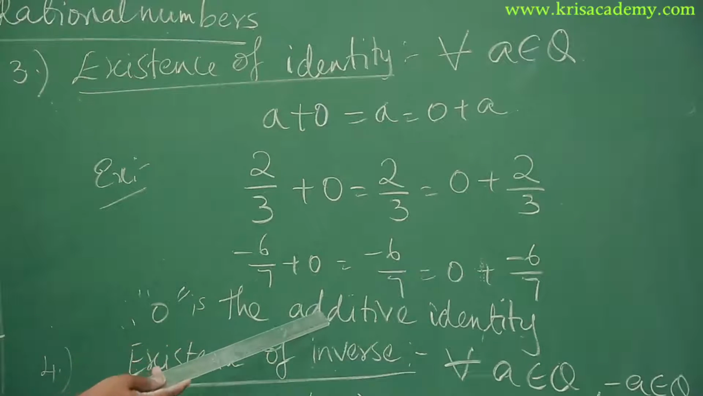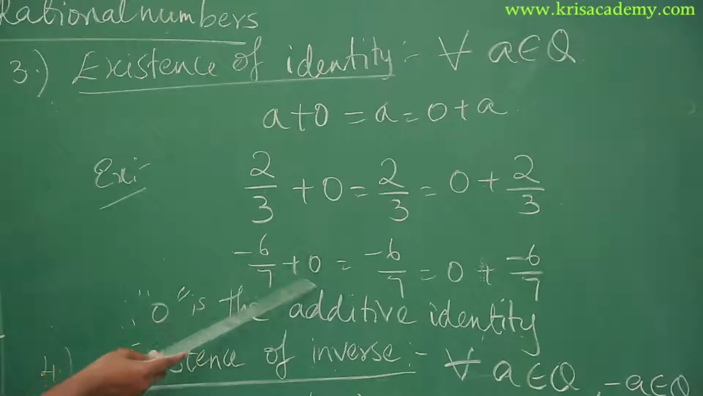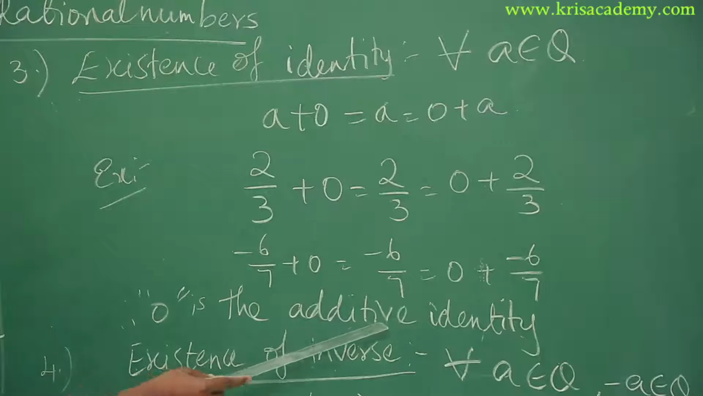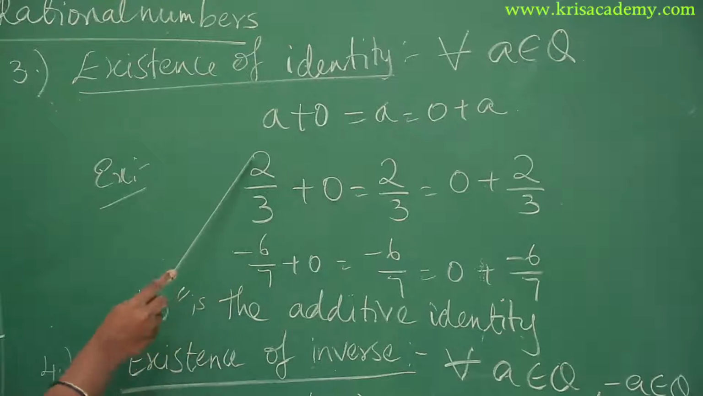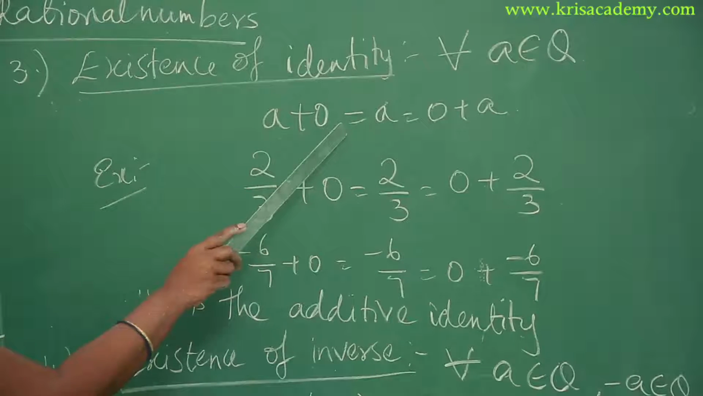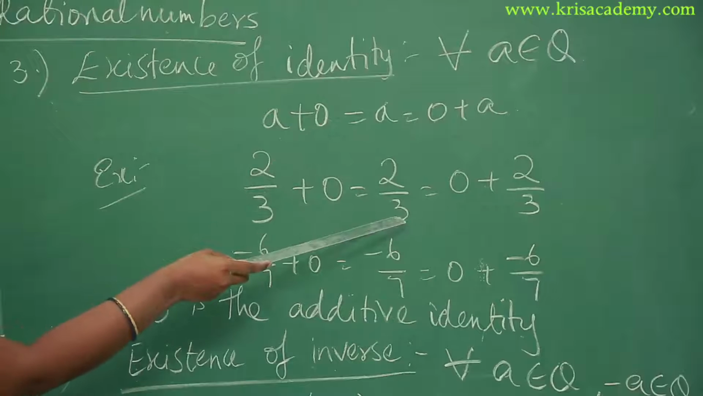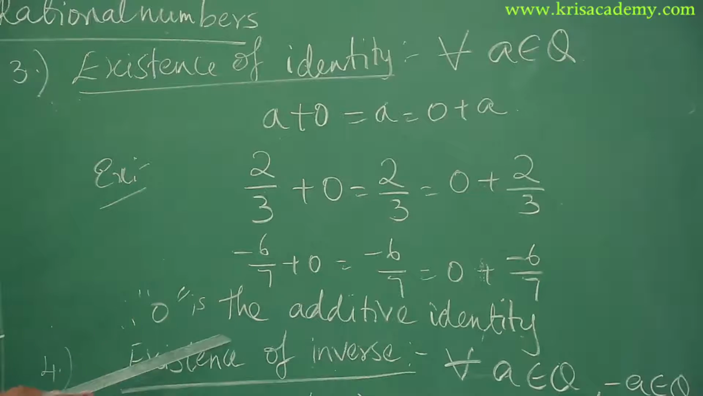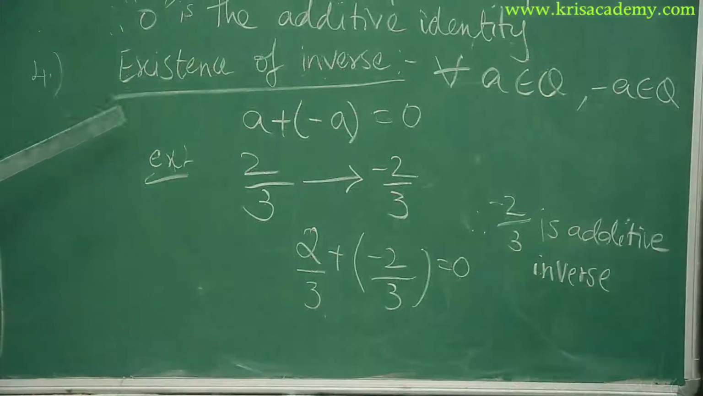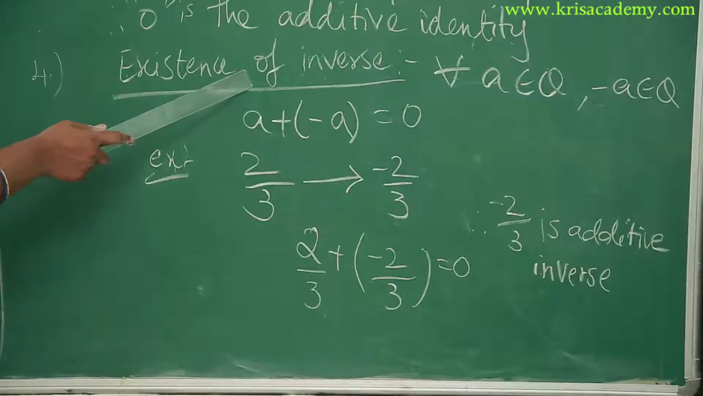Generally, 2 plus 0 is 2, we tell in lower classes. So 0 is known as the additive identity. For any number, if you add 0 we will get the same number. That is the simple concept. For any rational number, if you add 0 we will get the same rational number. So 0 is known as the additive identity. Now come to the next one, existence of inverse.